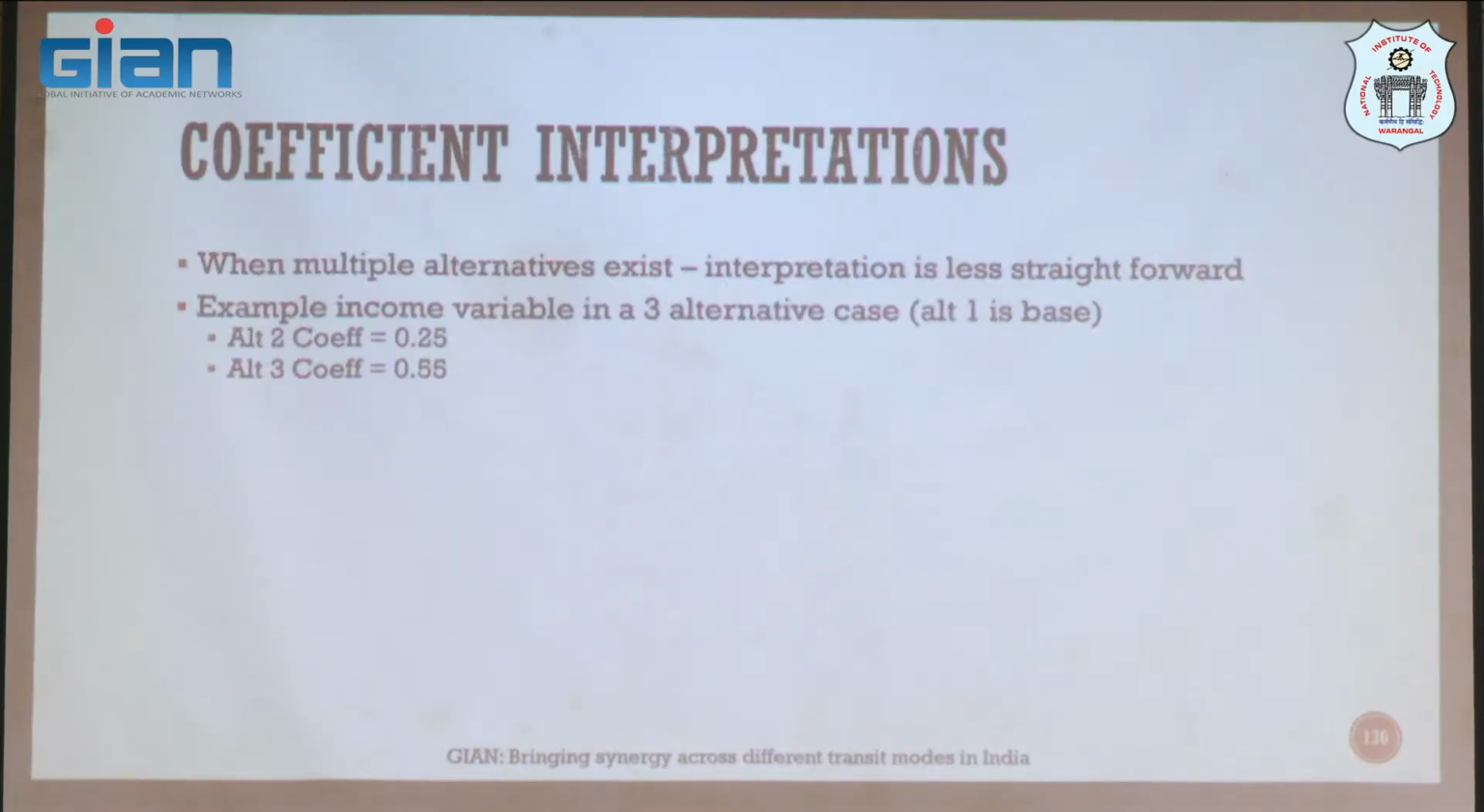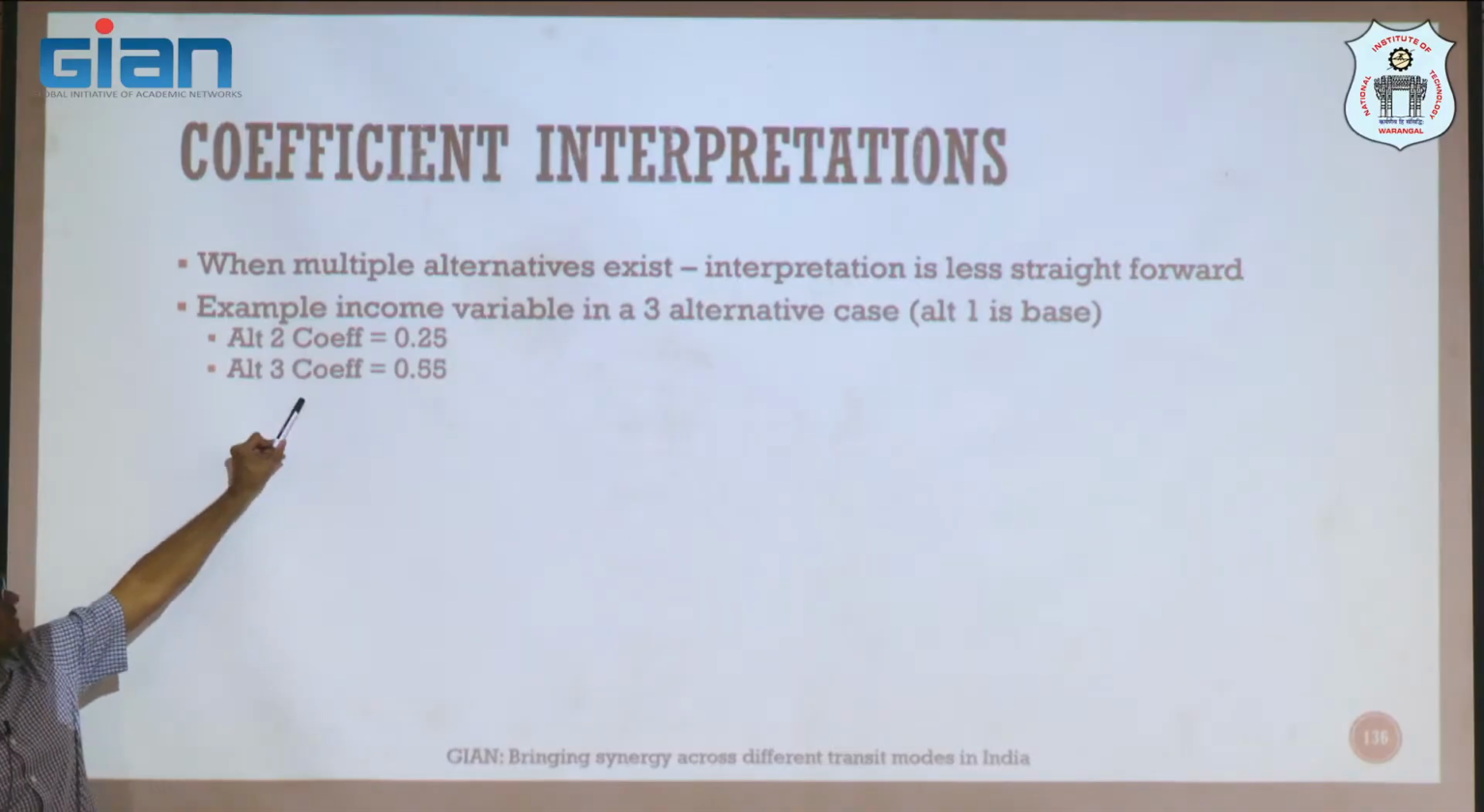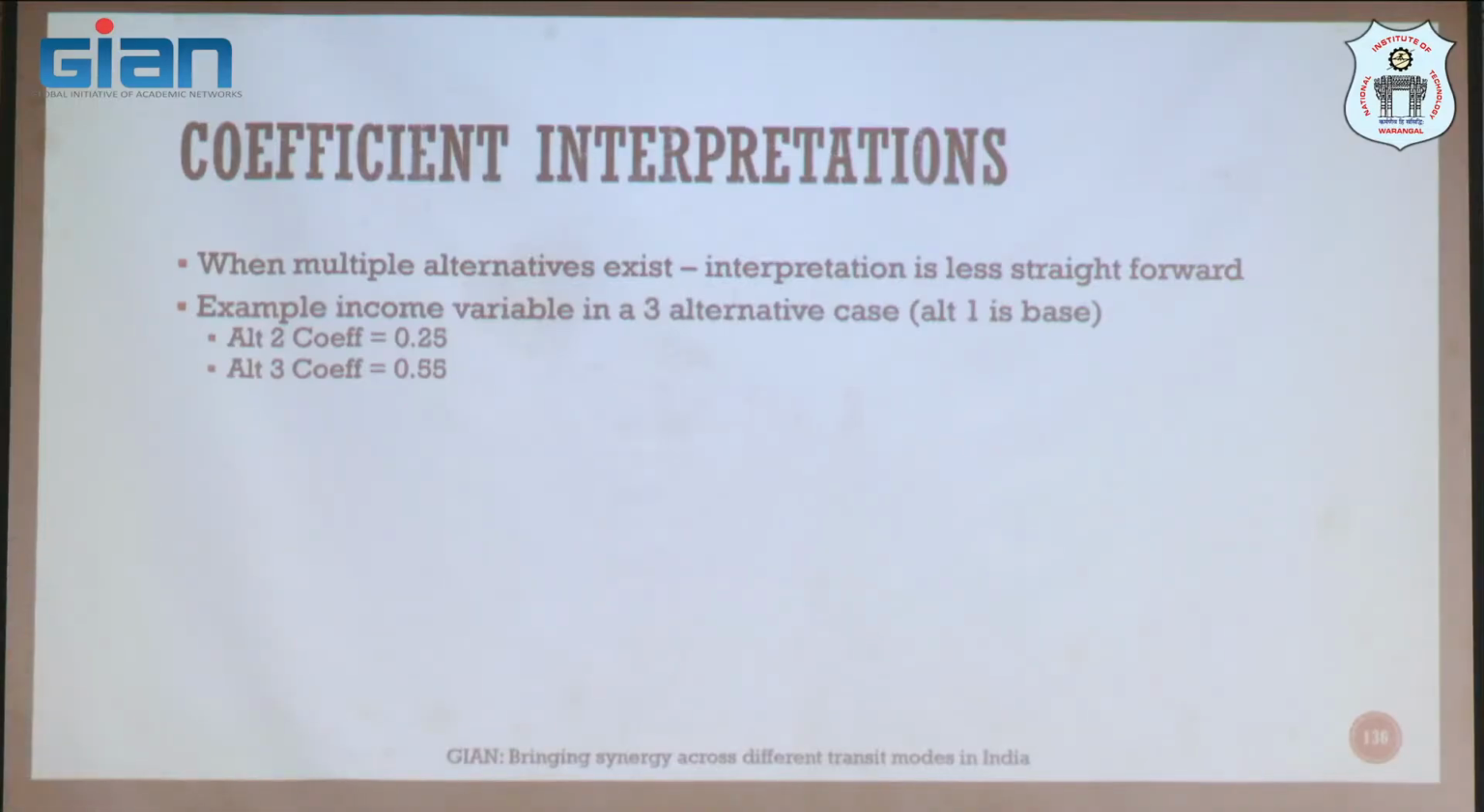So interpretations get a little tricky when you have more than two alternatives because if you have an income variable, and alternative 1 is the base, you are introducing it in alternative 2 and 3. Okay, so these are the coefficients. Let's say you get the coefficient as the base is effectively 0, 0.25 for the second coefficient, 0.55 for the third coefficient. Okay, the effect of income on the second alternative is positive, and on the third alternative it is also positive. So, what happens if income increases?